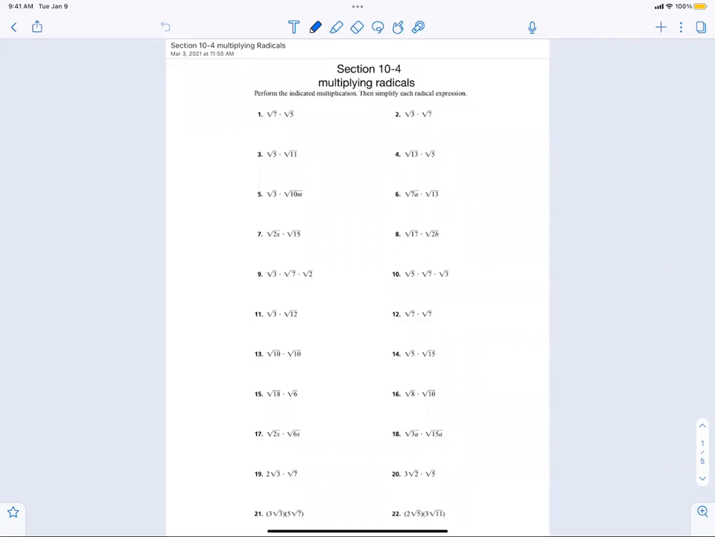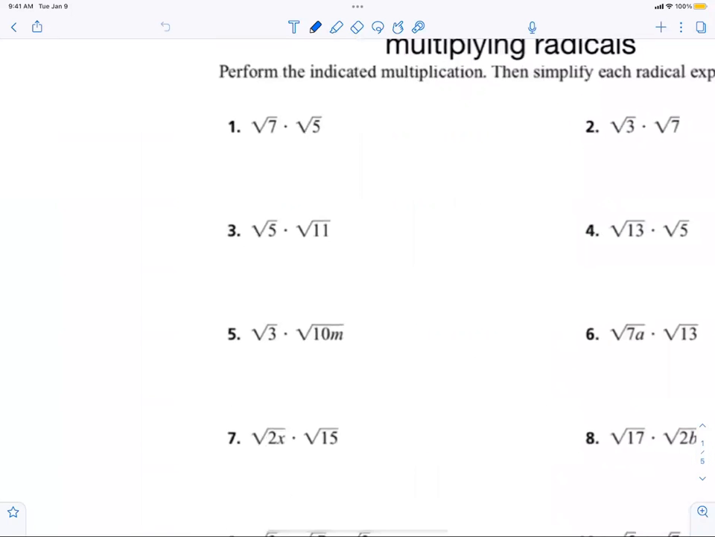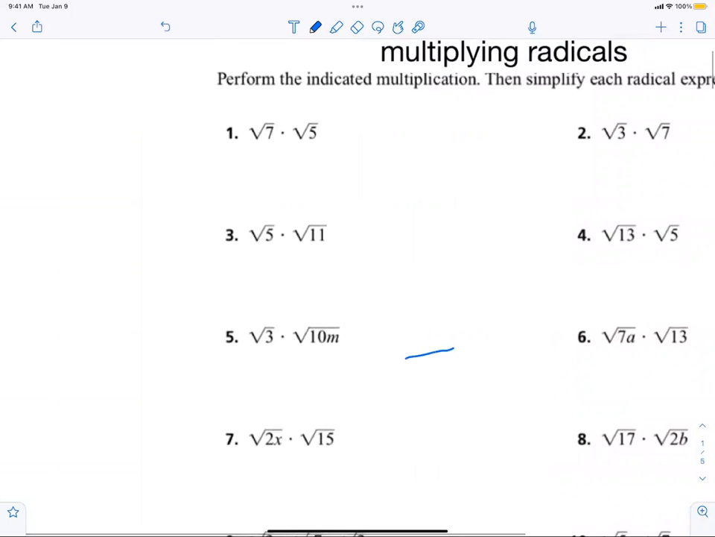Now, for question number 1, what do you think the square root of 7 times the square root of 5 is? 35. Exactly. Square root of 35. All right. Now, again, these are not done on the calculator. The calculator is used to help you break them down. But the multiplication, very simple.